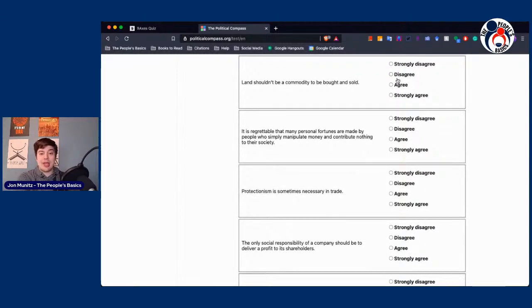Next, land shouldn't be a commodity to be bought and sold. I agree. Obviously, I think you should be able to do what you please on your land. We should have private ownership. But I do like the semi communal model where if you're not actually using a property, if it's basically vacated, then it should be returned to the public.